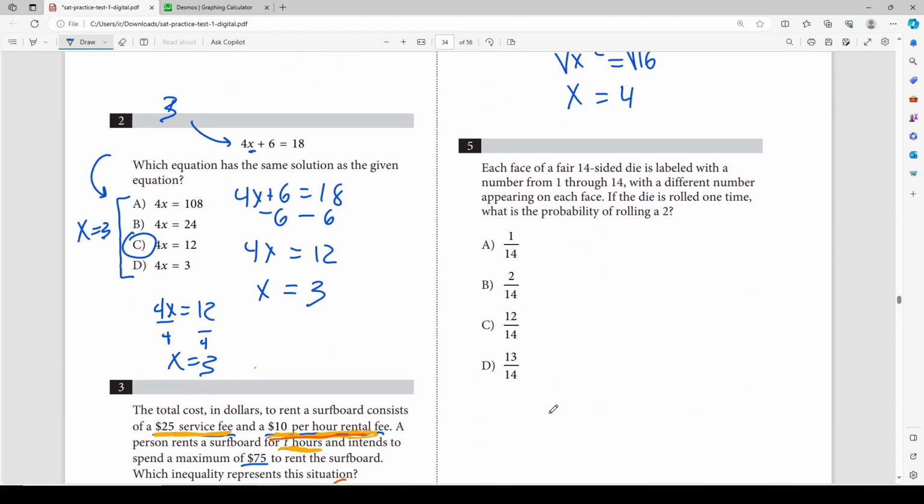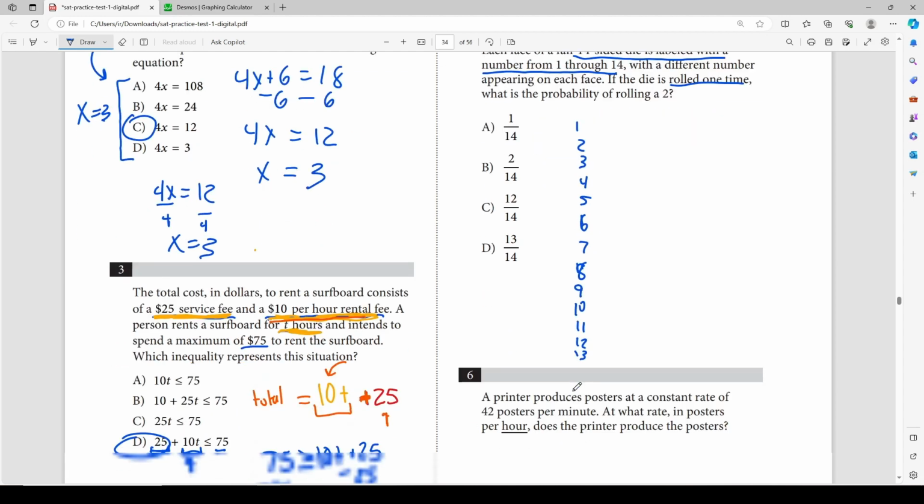Number 5 says each face of a fair 14-sided die is labeled with the number 1 through 14, with a different number appearing on each face. If a die is rolled one time, what is the probability of rolling a 2? So, if we have this die, and it has 14 sides, so it has 14 different numbers on it, right? So 1, 2, 3, 4, 5, 6, 7, 8, 9, 10, 11, 12, 13, and I'll squeeze 14 down here.